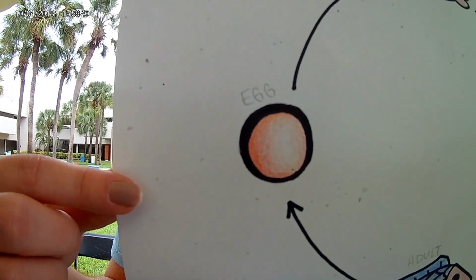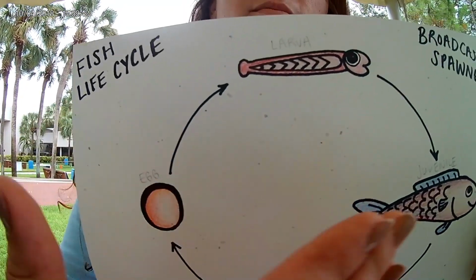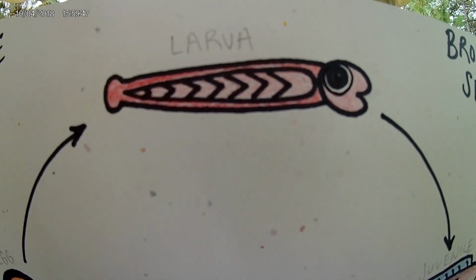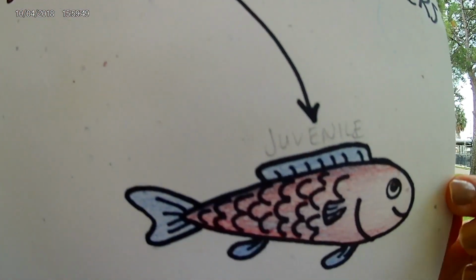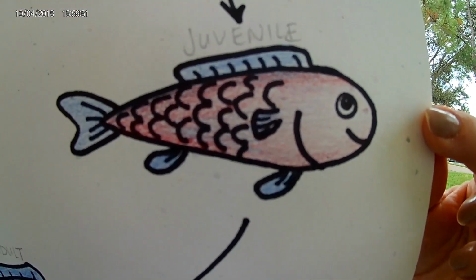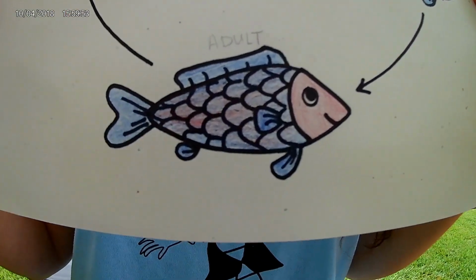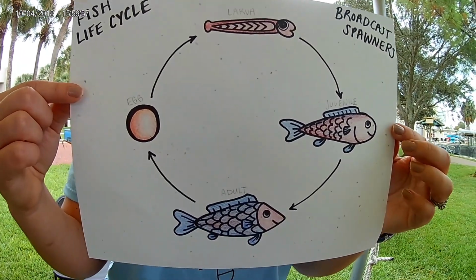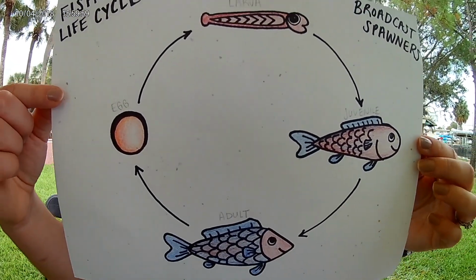Eggs then transform into larvae, or hatch into larvae later on in their lives. Then they transform into juveniles, which look like a mini version of an adult. And then when they grow a little bit older, they become adults, which look like a fully formed fish. That is the whole life cycle of a fish species.